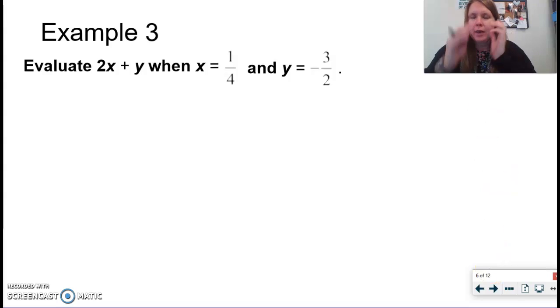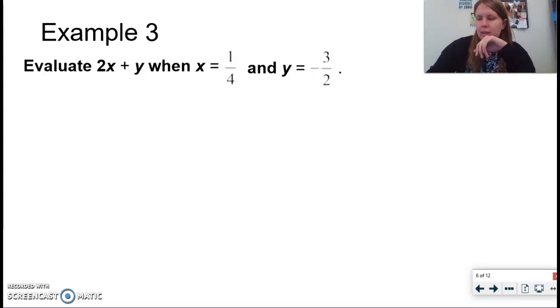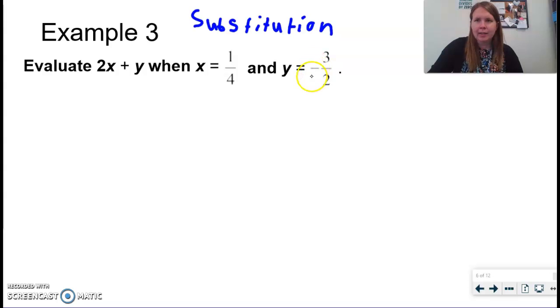Alrighty, so example 3 now. We are still adding rational numbers, but we're adding in skills that we've learned in our previous units so far. And the skill that we're adding in is substitution. So we are adding substitution into this equation, okay? So we are going to solve 2x plus y when x is 1/4 and y is negative 3/2.